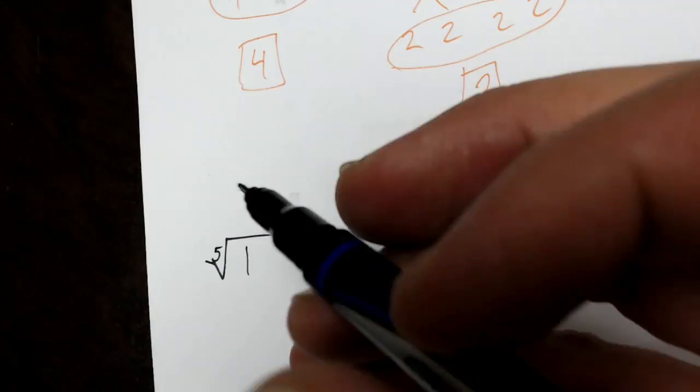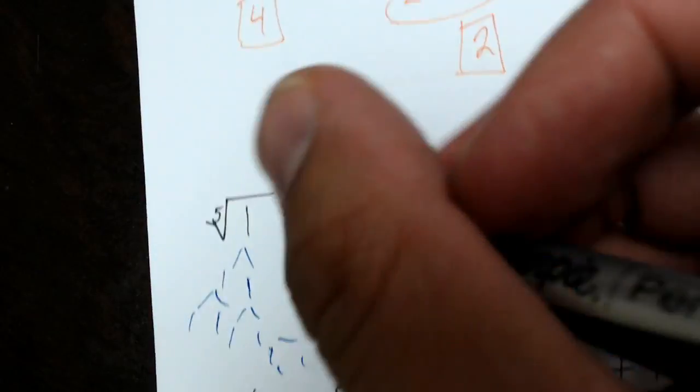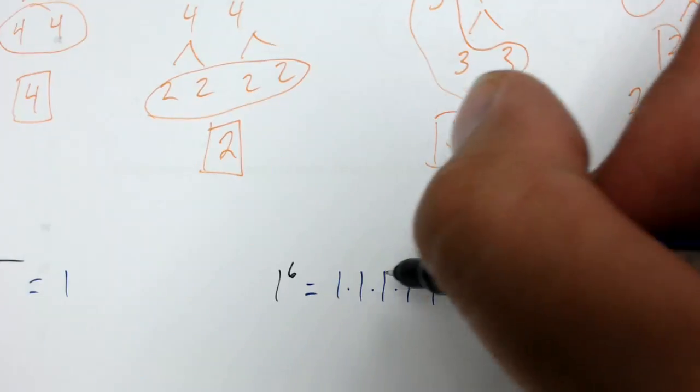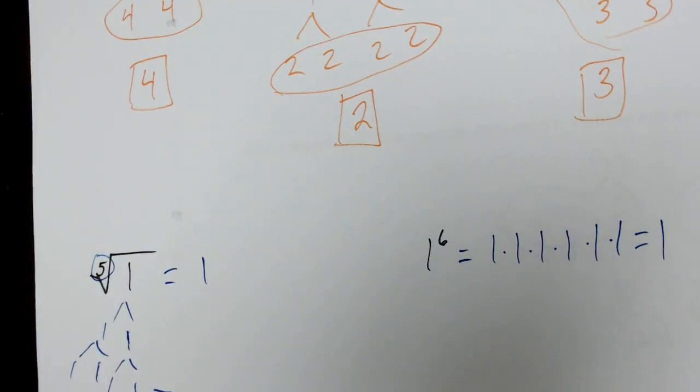The root of the number 1 will always be equal to 1 because this 1 can factor into 1 times 1, which can factor into 1 times 1, which can factor into 1 times 1, which would factor into 1 and 1. That would give me 5 1s. So I can always create the required number using the number 1 because of the nature of 1 to an exponent. So the root of the number 1, no matter what the number is, will always be 1.